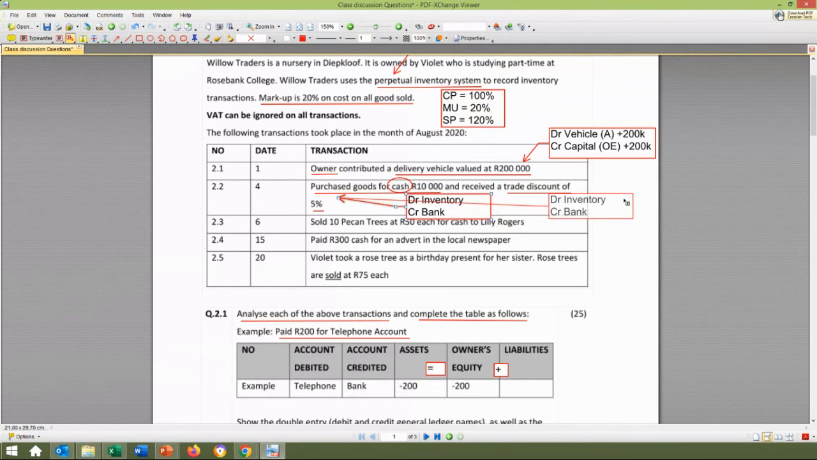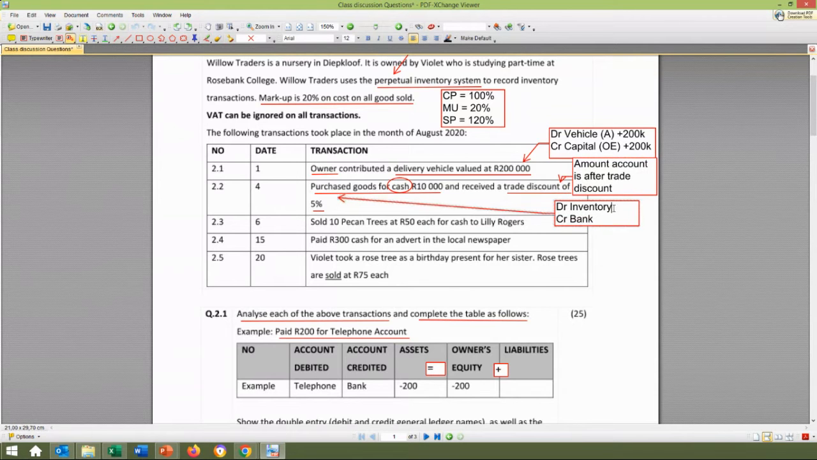When you see trade discount, you need to work out the amount after trade discount. So the amount we account for is after the trade discount. So we only show what we actually pay for it. So that means your inventory amount is going to be the 10,000.